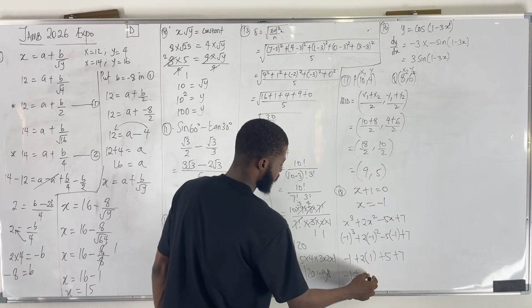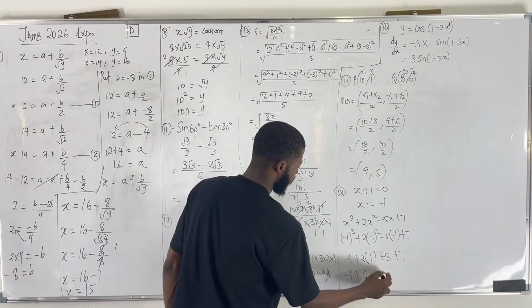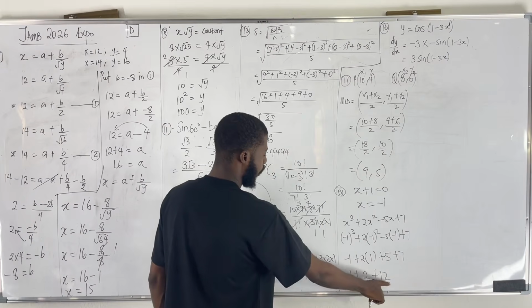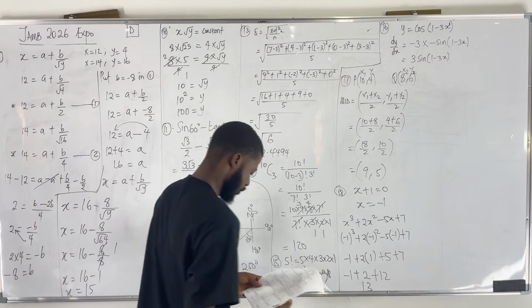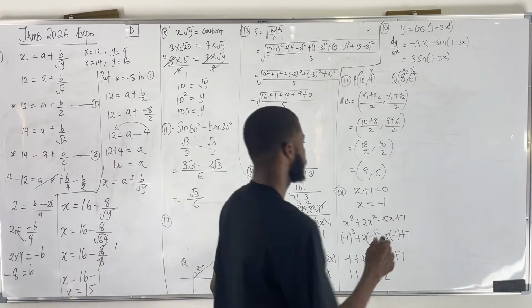So this is minus 1, plus 2 times 1 is 2, plus 5 plus 7, so that's plus 12. Now, minus 1 plus 2 is 1. 1 plus 12 is 13. So the remainder will become 13. So the correct answer is option E.